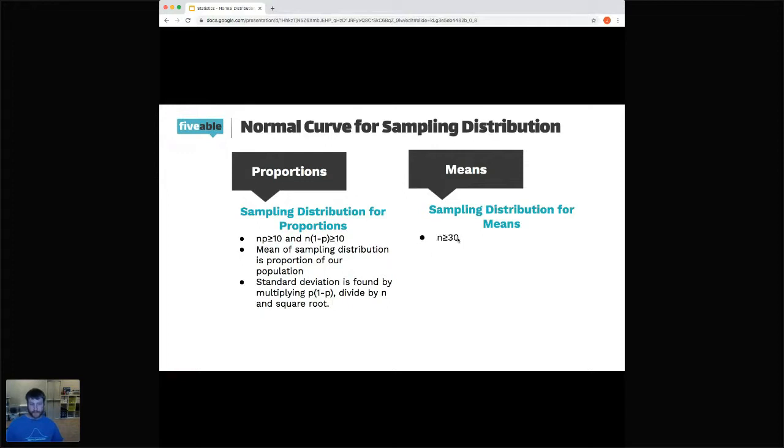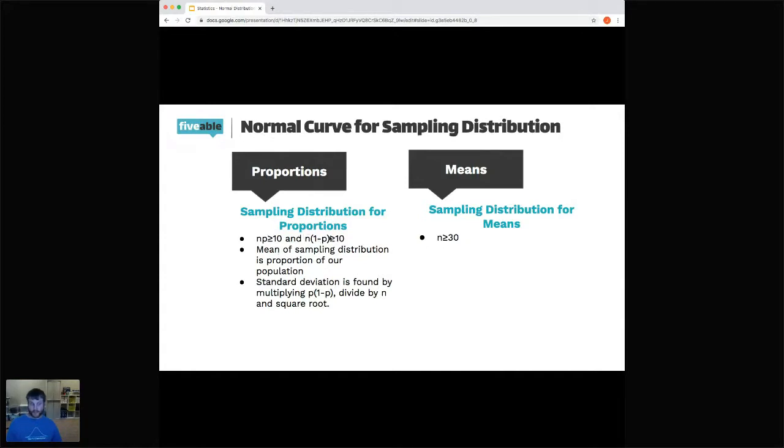For means, can anybody tell me what that is in the chat? What is n greater than or equal to 30? It's kind of a big idea in stats. Three words. Central Limit Theorem. Yes. The large counts is this one, the np greater than or equal to 10.